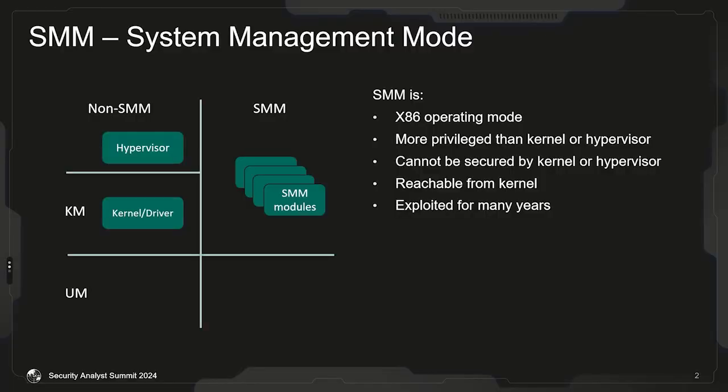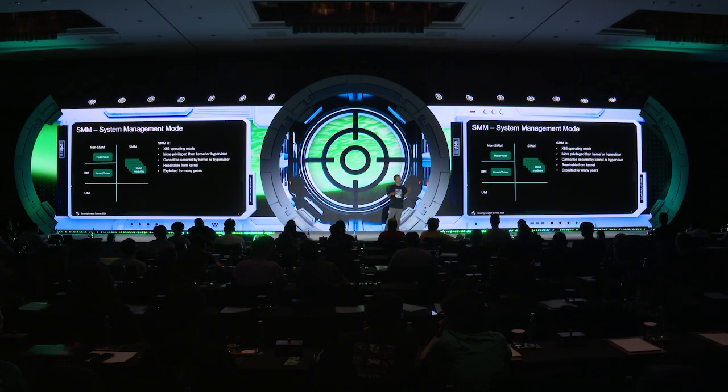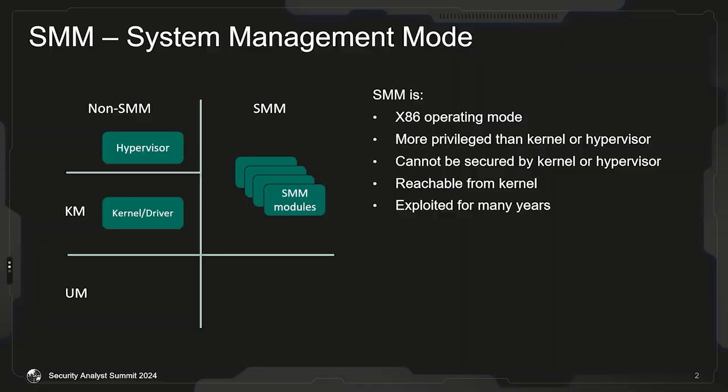So SMM, System Management Mode, is an x86 processor operating mode. It has a higher privilege than kernel or a hypervisor. And software running in this mode is not controlled by any security hardening or security policy enforced by hypervisor or kernel. This kind of software is called SMM modules, and it's reachable from the kernel. So if there is a security vulnerability in SMM modules, it can escalate privilege from kernel to SMM. And then, for example, you can tamper with a hypervisor.